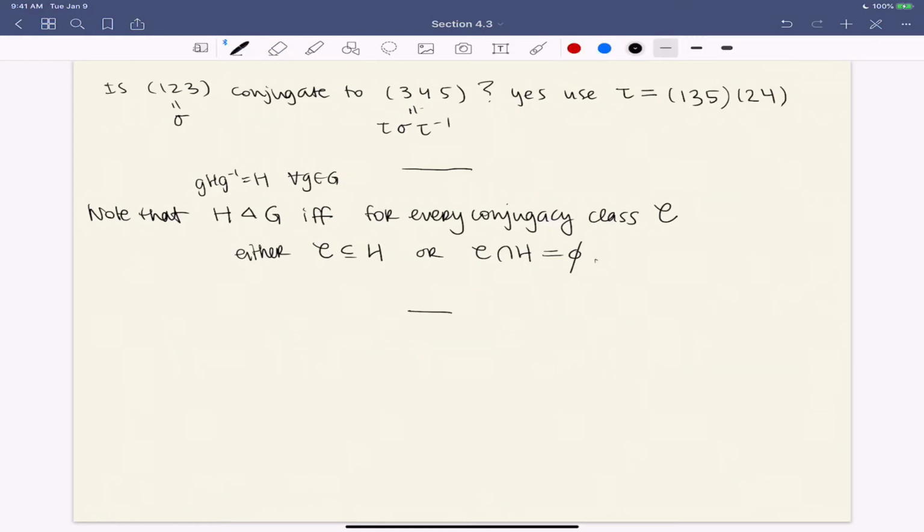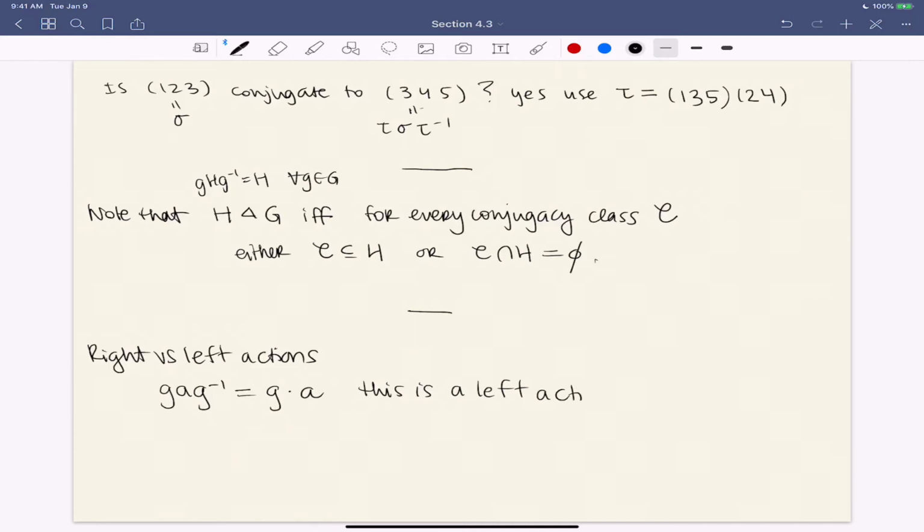Another kind of unrelated, but of course related topic is right versus left actions. I don't want to say too much about this, but I thought this was super cool because I had never thought of it that way. Just considering conjugation, if I do g a g inverse and call it the action of g on a, this is a left action. I've been doing this this whole video, so you would hope that would be true. But if I do g inverse a g and call that the action of g on a, then this is a right action.